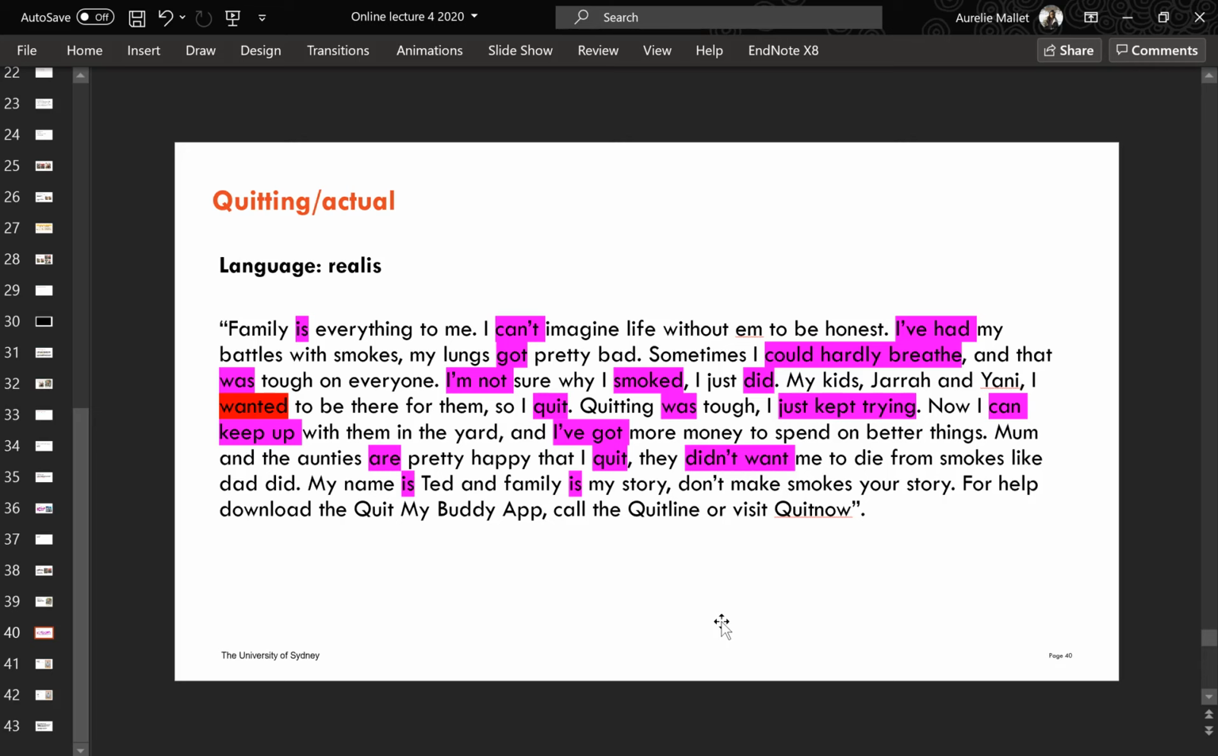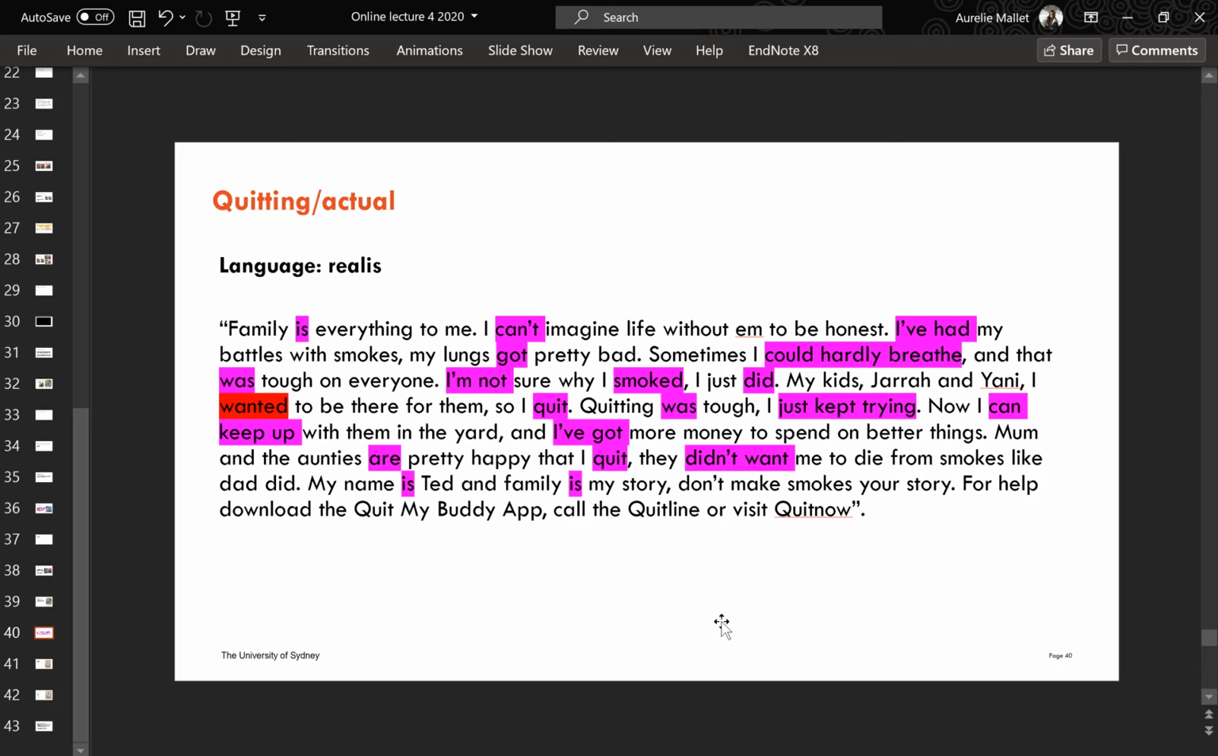So family is everything to me. I can't imagine life without them, to be honest. I've had my battles with smokes. My lungs got pretty bad. Sometimes I could hardly breathe, and that was tough on everyone. I'm not sure why I smoked. I just did. My kids dry and yarny. I wanted to be there for them, so I quit. Quitting was tough, and I just kept trying. Now I can keep up with them in the yard, and I've got more money to spend on better things. Mum and the aunties are pretty happy that I quit. They didn't want me to die from smoke, so Dad did. My name is Ted, and family is my story.